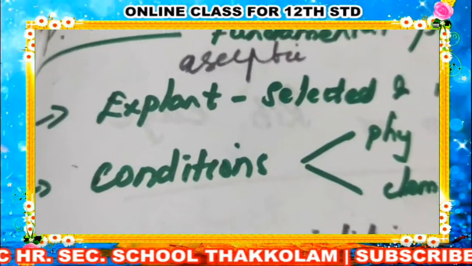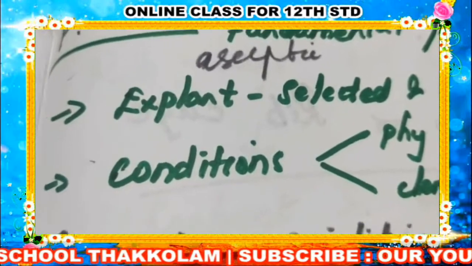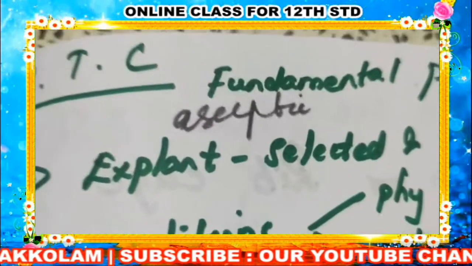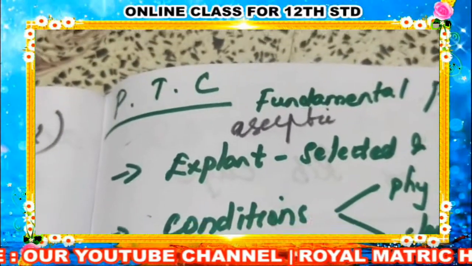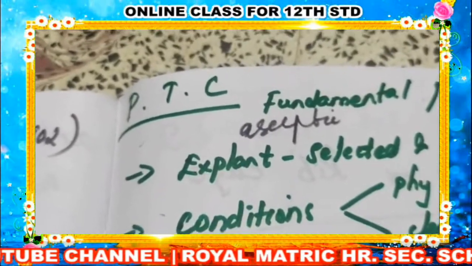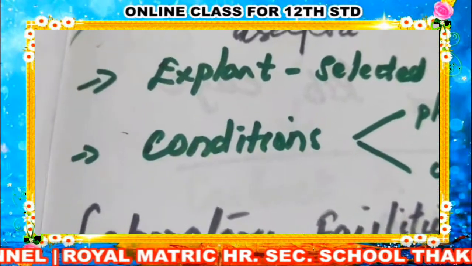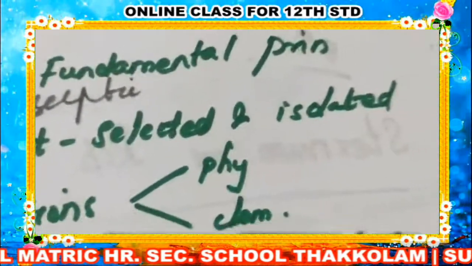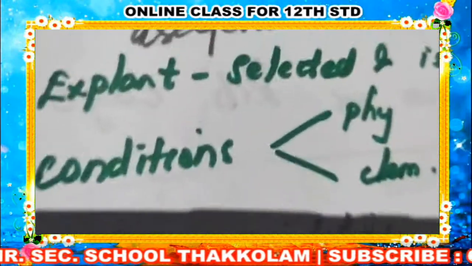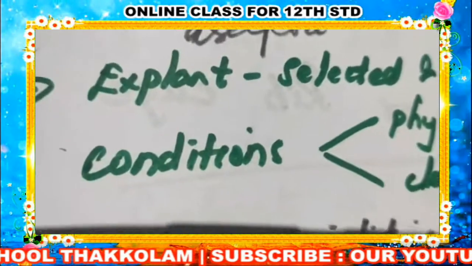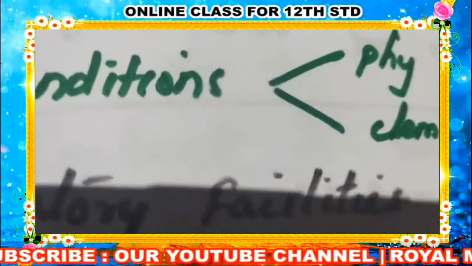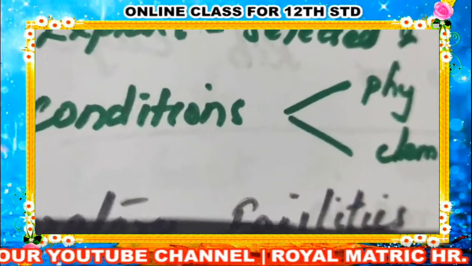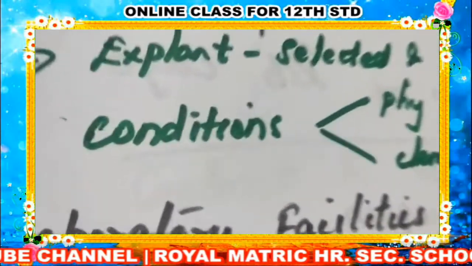And in vitro means inside glass tubes or test tubes. This plant tissue culture is grown inside test tubes. Next, the part being removed is called the explant. That explant is selected and isolated from the plant, and it is taken out as the first step. The next step is that the conditions, physical and chemical, are maintained and controlled for the growth of the explant.